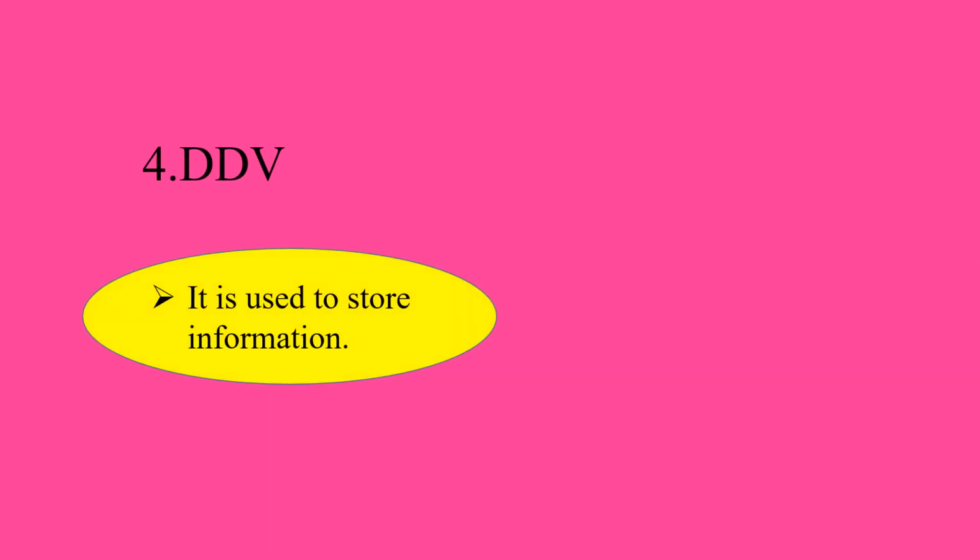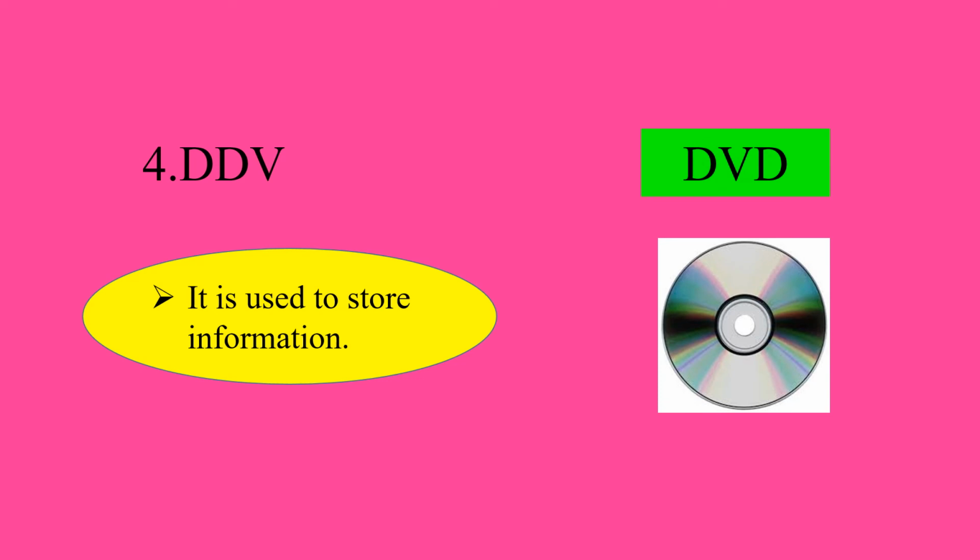Our next word, here this is the hint. It is used to store information. So what will be the answer? Here DVD. DVD is misspelled here. Okay, DVD is used to store information.